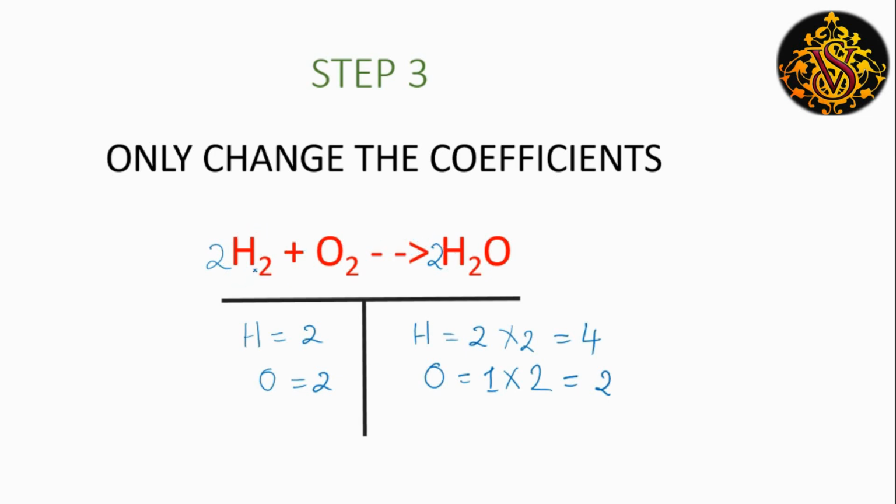In this kind of chemical balance equations, we couldn't change the subscripts. Never change the subscripts. Only add the coefficients, right? And here we are adding 2 and we get 4. Now the equation is balanced. 2H2 plus O2 gives you 2H2O. And now the equation is balanced.